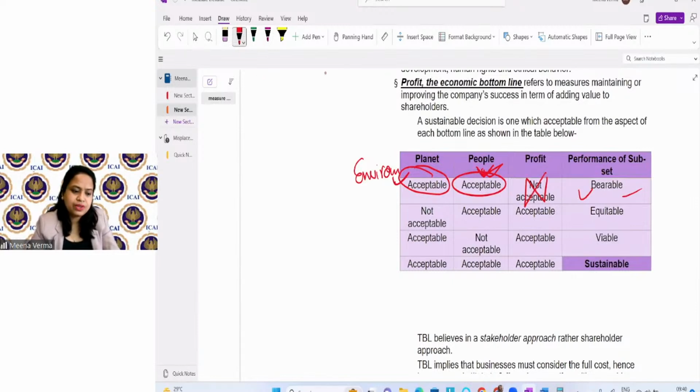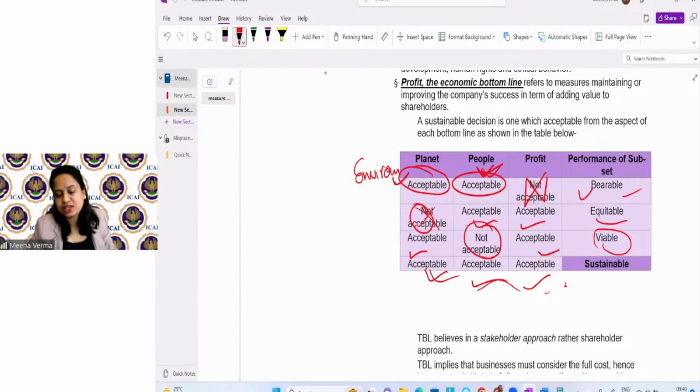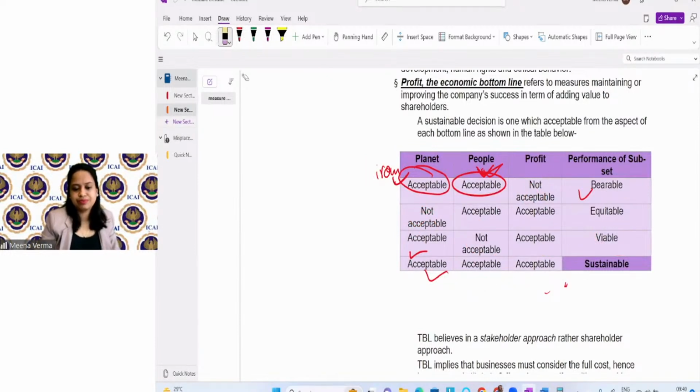Performance is bearable. Where the environment is not good, you're not focusing on the environment, you're focusing on society, profit is okay, it will be considered as equitable. Where you're focusing on the environment, you have the profit, but people are not happy, it is viable. But what is sustainable? If you focus on all these things, your business will be sustained in the long term. All right.